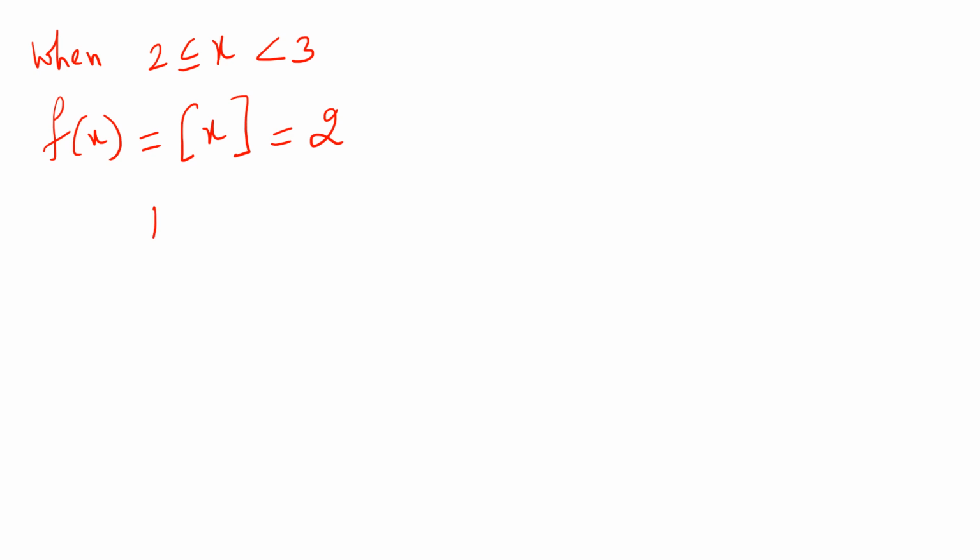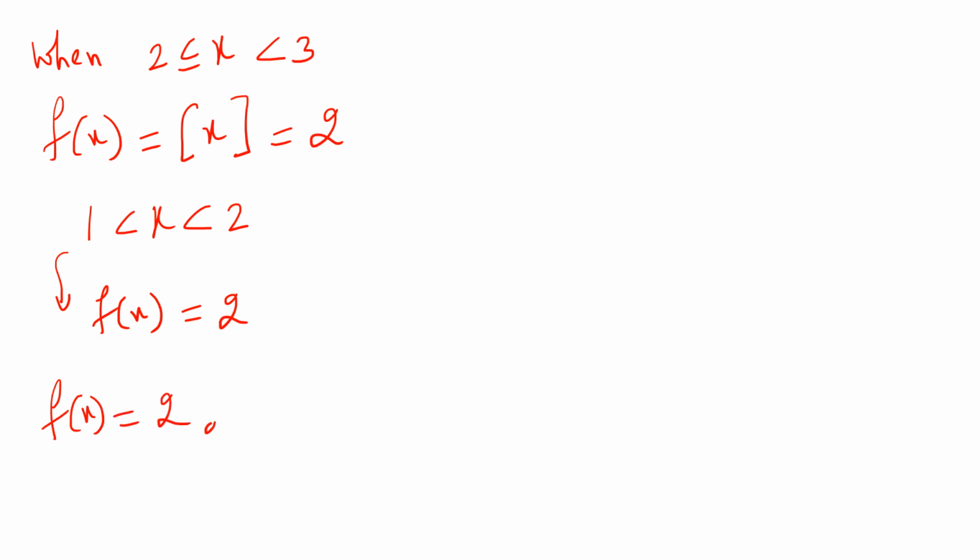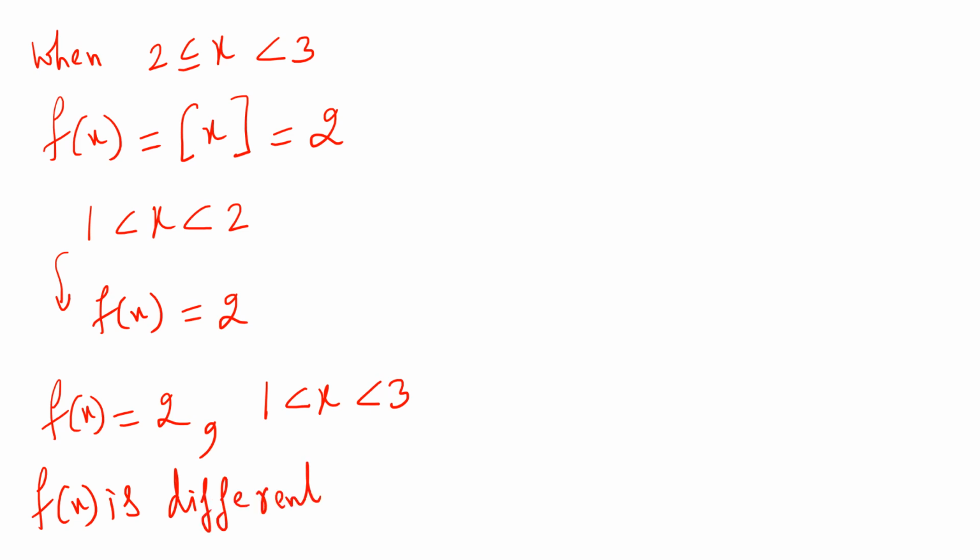And we also know that when x is greater than 1 and less than 2, then in this particular interval f(x) is also equal to 2. So that means I can merge both of these conditions and say that f(x) is equal to 2 when x is greater than 1 and less than 3. Now since f(x) is a constant function in the open interval 1 to 3, this clearly implies that f(x) is differentiable at all values lying in the open interval 1 to 3.